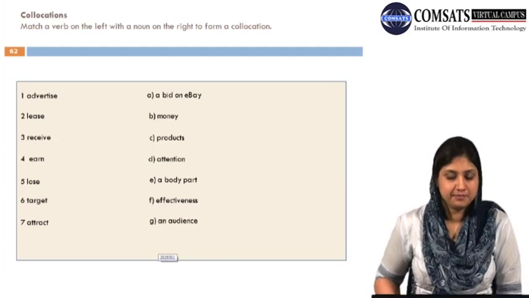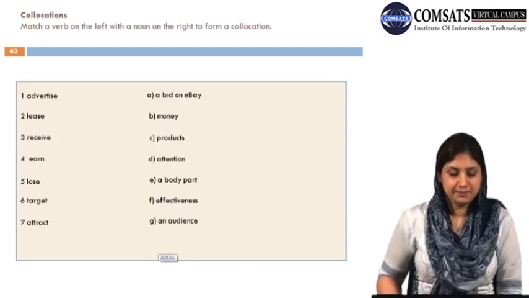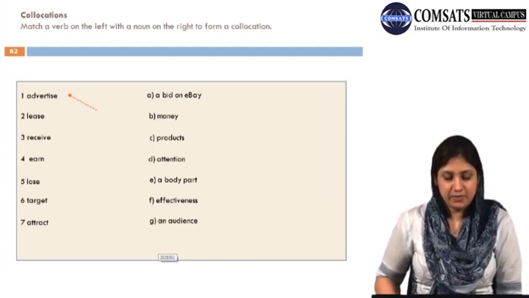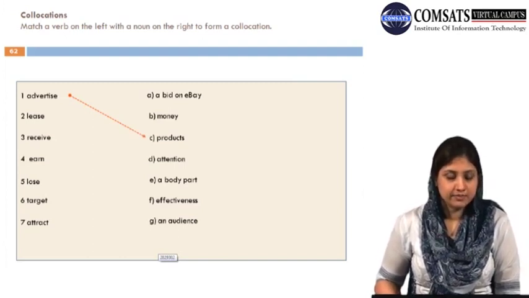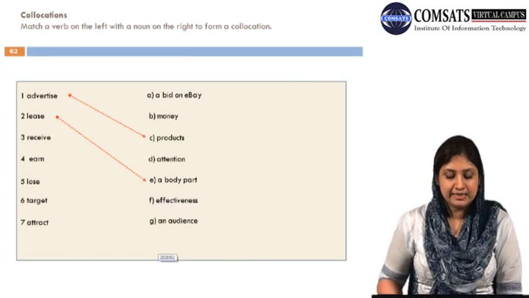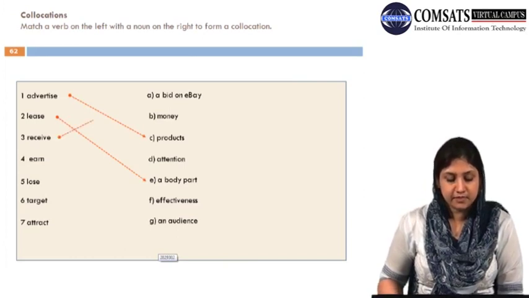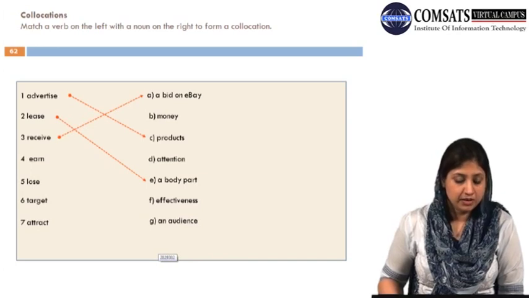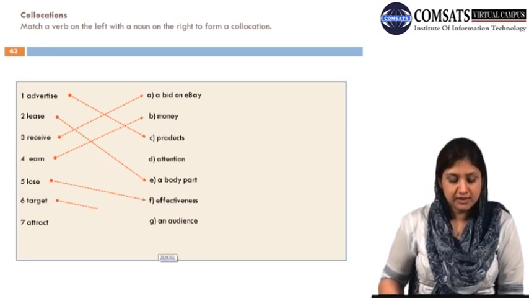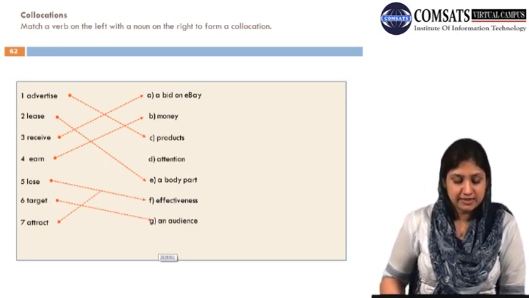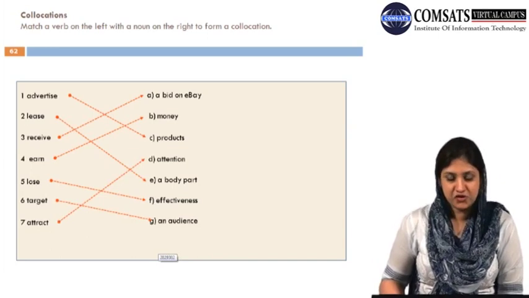What do you think? The first one can be, well, here you are. Advertise products. Lease a body part. Receive a bid on eBay. Earn money. Lose effectiveness. Target an audience. Attract attention.